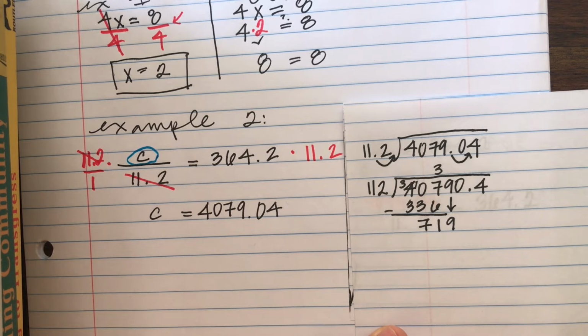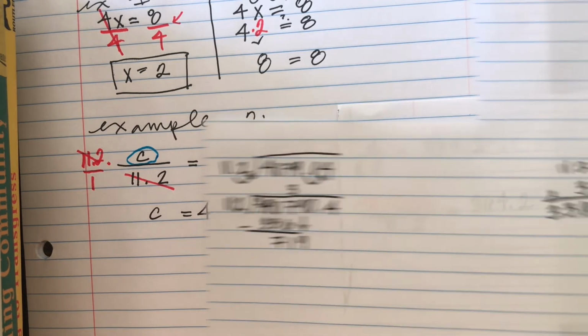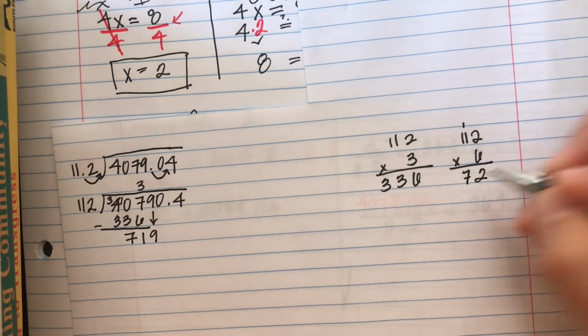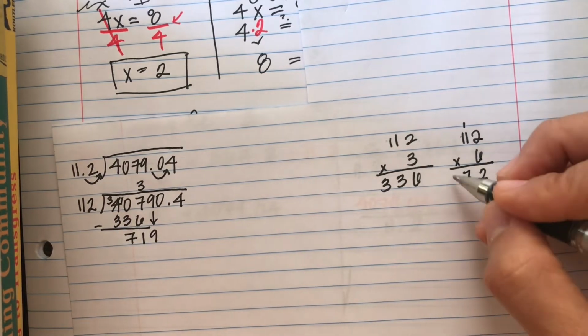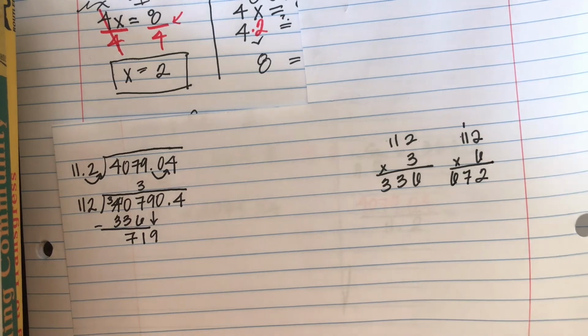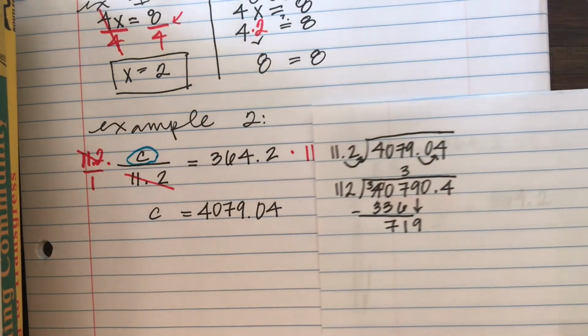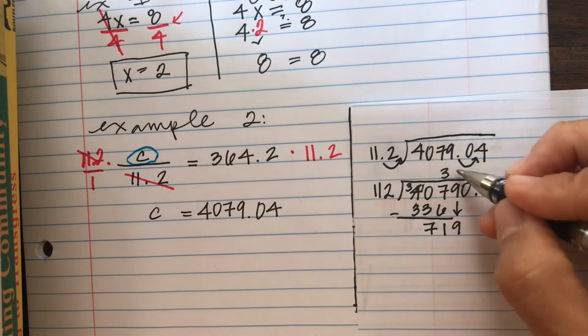If you have a calculator handy, you are welcome to use it. It makes your work a lot faster. 6 times 2 is 12. Carry the 1. 6 times 1 is 6 plus 1 is 7. And then 6 times 1 is 6. 672. So 112 goes into 719 6 times.